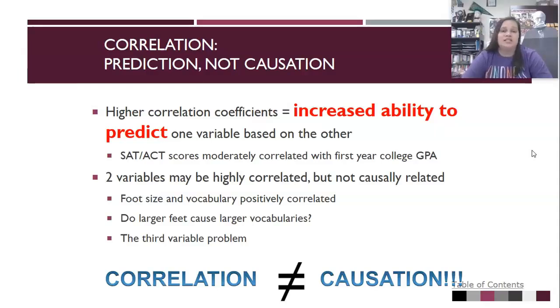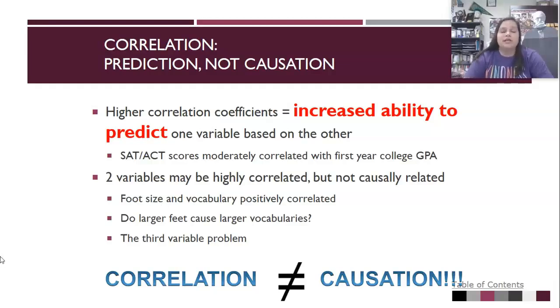But they cannot say that having a high SAT or ACT score causes you to have a high GPA your first year of college. There are so many other variables involved. It can help predict, but it can't tell us it caused it. It is possible for two variables to be very highly correlated but not causally related, meaning they go together, but one does not cause the other.